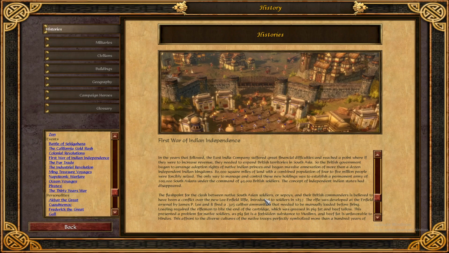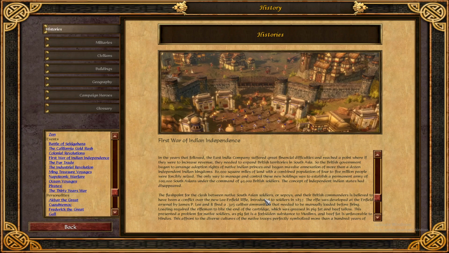In the years that followed, the East India Company suffered great financial difficulties and reached a point where if they were to increase revenue, they needed to expand British territories in South Asia. So the British government began to arrange adoption rights of native Indian princes and began massive annexation of more than a dozen independent Indian kingdoms.